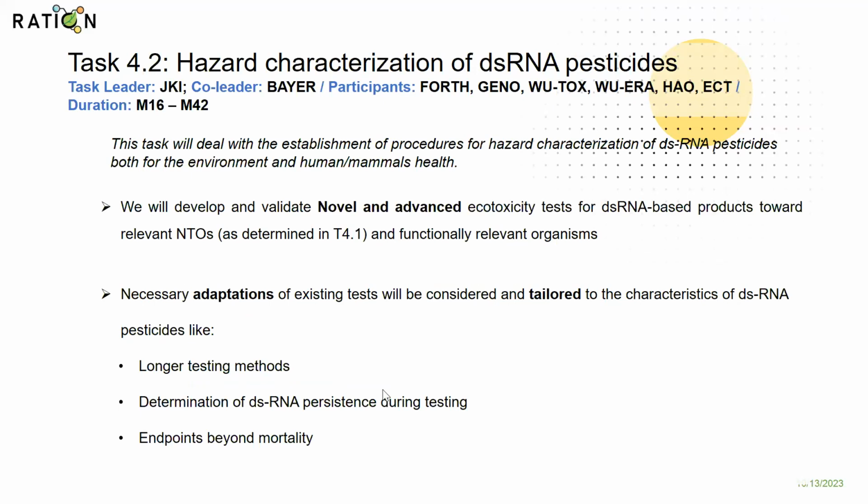The second task will deal with the establishment of procedures for hazard characterization of double-strand RNA pesticide, both for the environment and mammalian health. Here we will develop and validate novel and advanced ecotoxicity tests for the double-strand RNA-based product toward relevant non-target organisms and functionally relevant organisms. We will take into consideration the necessary adaptation of existing tests, tailored to the characteristics of this new pesticide, such as, for example, longer testing methods, determination of double-strand RNA persistence during testing, and taking into account different endpoints beyond mortality.